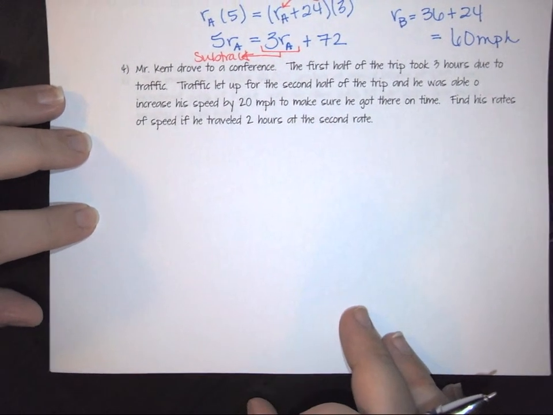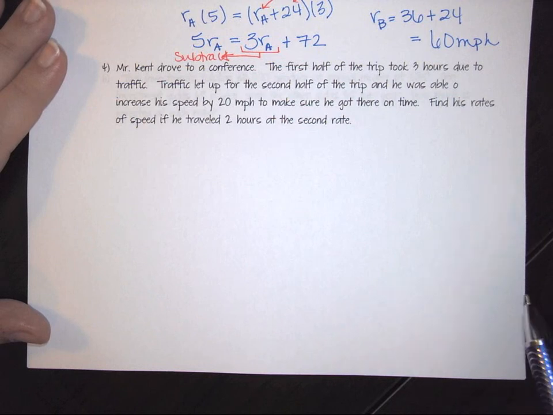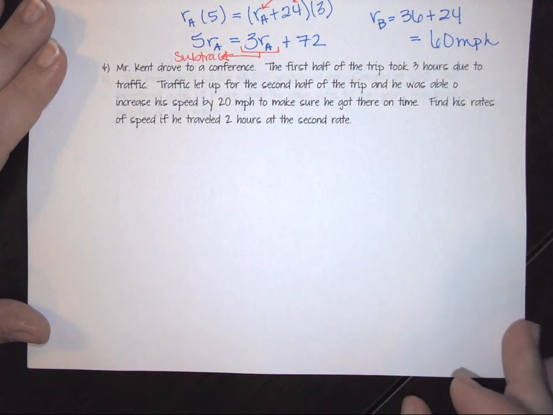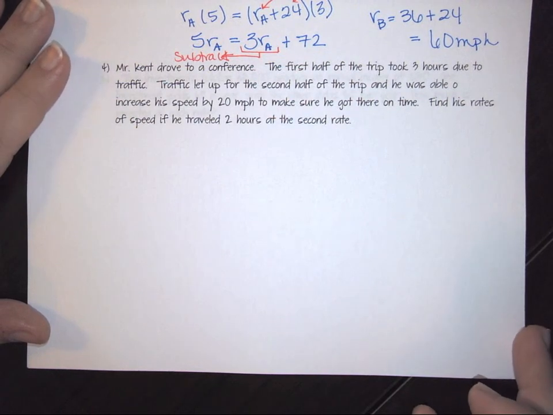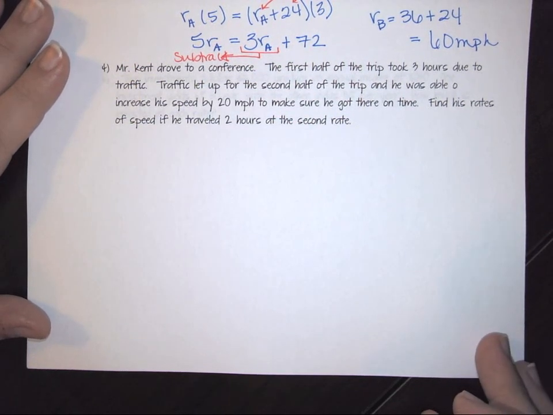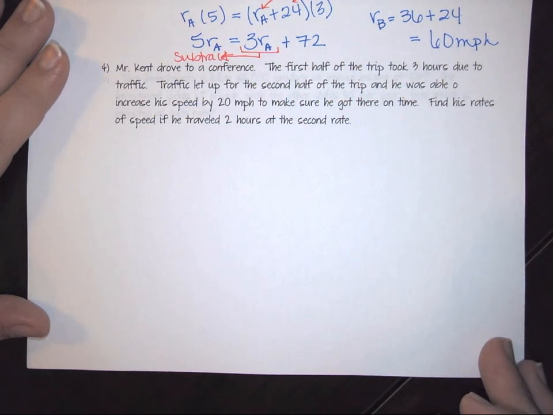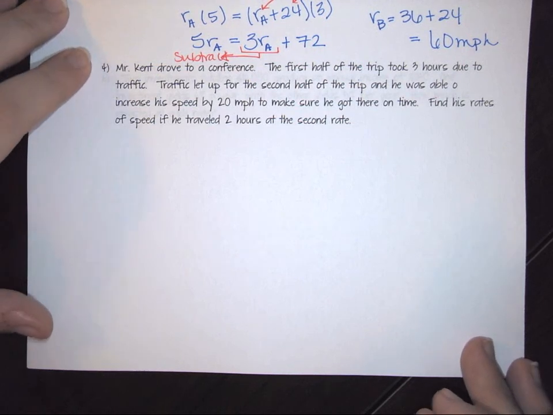Alright, let's look at another one. Mr. Kent drove to a conference. The first half of the trip took 3 hours due to traffic. Traffic let up for the second half of the trip, and he was able to increase his speed by 20 miles per hour to make sure he got there on time. Find his rates of speed if he traveled 2 hours at the second rate.